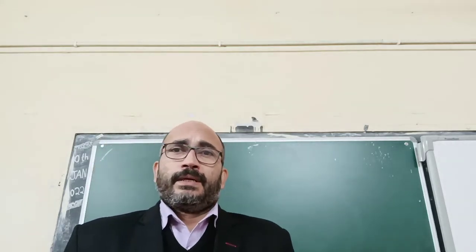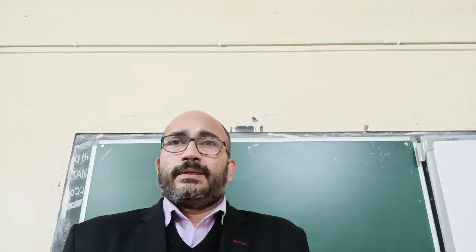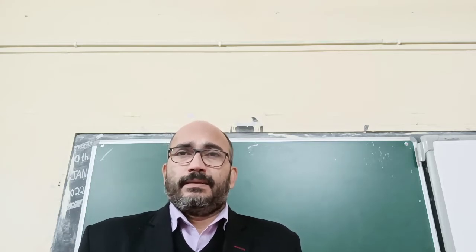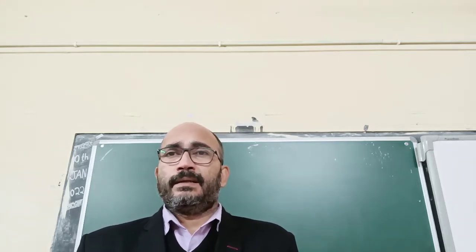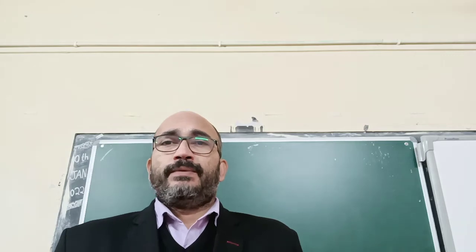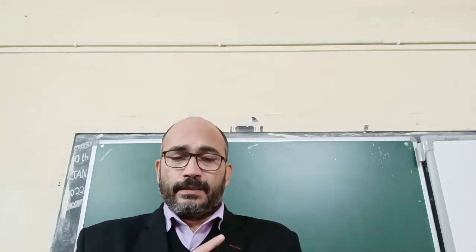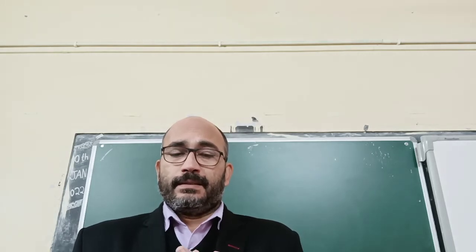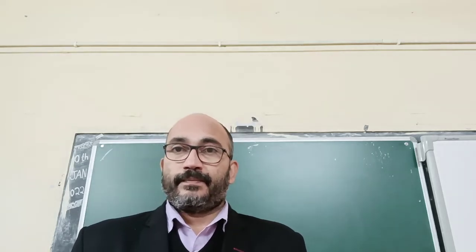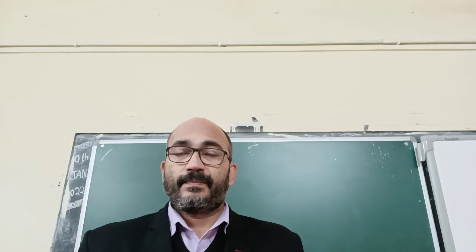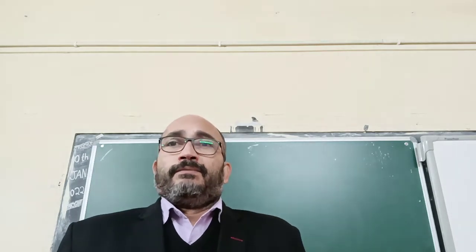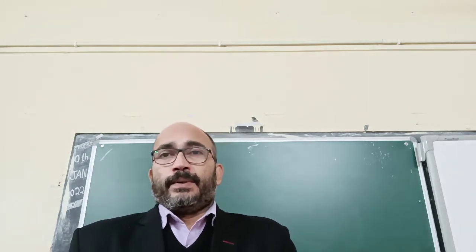So that's all about the composition of the Security Council. 5 permanent members and 10 non-permanent members. The 5 permanent members are Britain, France, USA, Russia and China. These are the 5 permanent members. Then we will discuss the veto power.